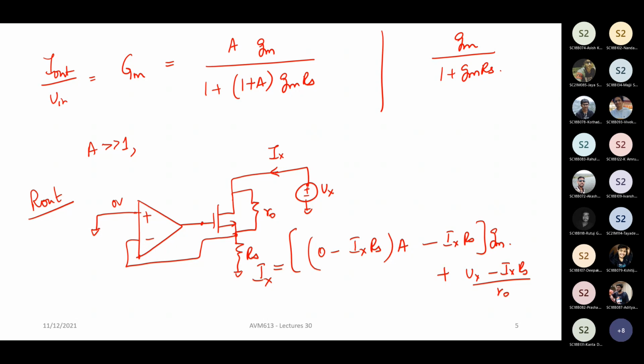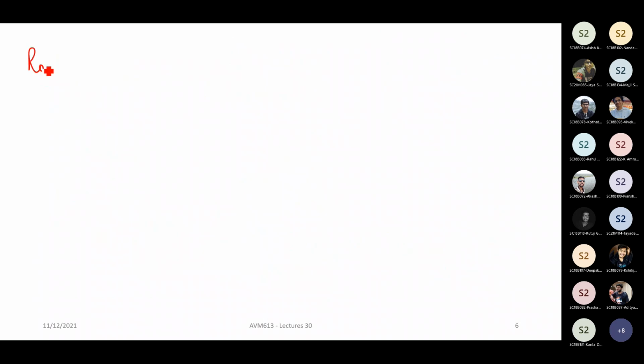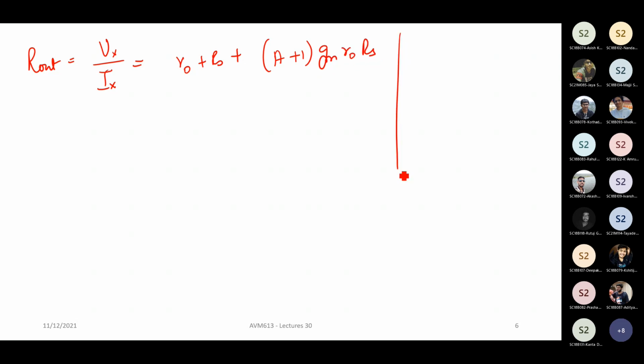Right. So you can rearrange the terms. We will not spend too much time on working out the algebra, but you find that Rout, which is nothing but Vx divided by Ix, turns out to be R naught plus Rs plus (A plus 1) times Gm times R naught times Rs. Now, without A, what would be the output impedance? This we have already seen, right? It becomes R naught plus Rs plus Gm times R naught times Rs. This is what you would get.